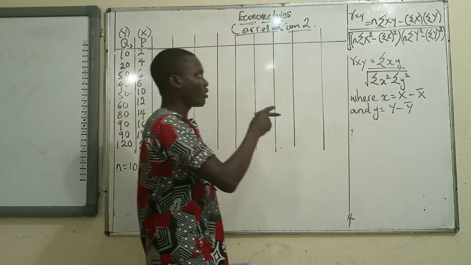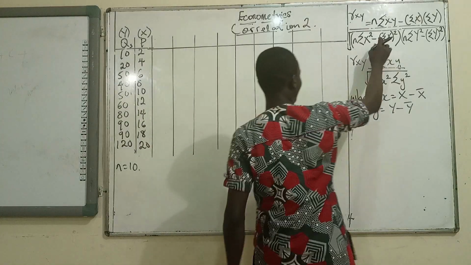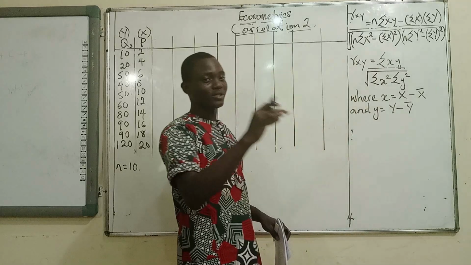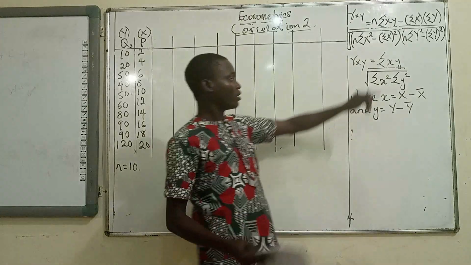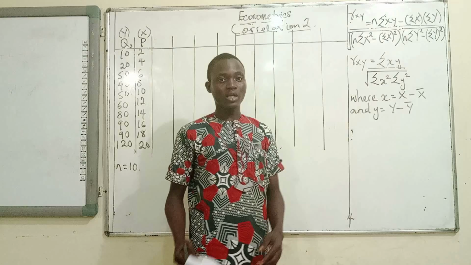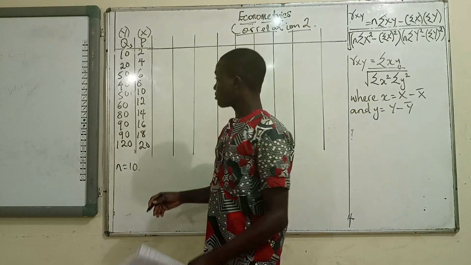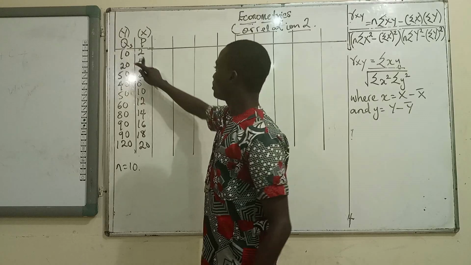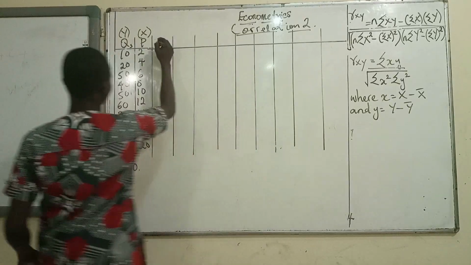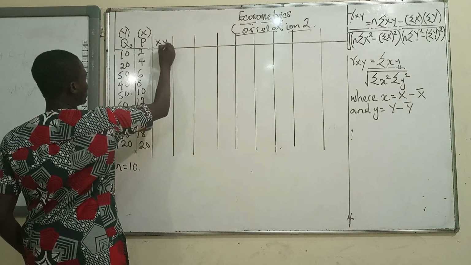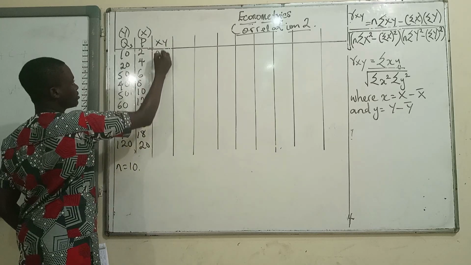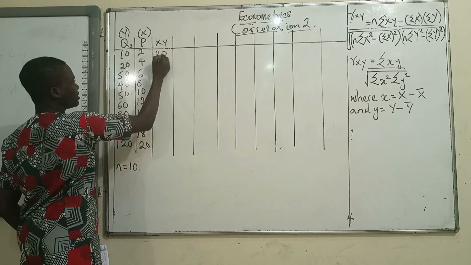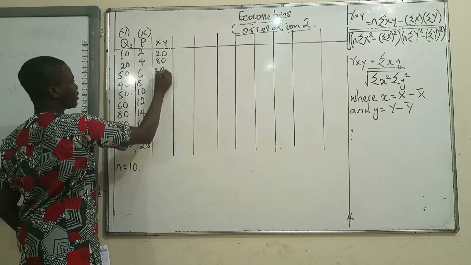Now sum of xy. This simply means that we have to get xy, so we have to get a column for xy. Then we add everything together. Now xy is going to be, this is x, this is y, so just multiply through. I will just name this column xy. So 10 times 2 is 20. 20 times 4 is 80. This is 300. Then we continue that way.